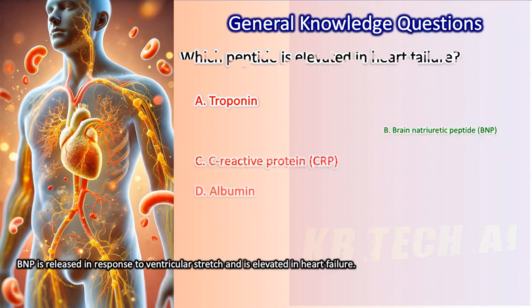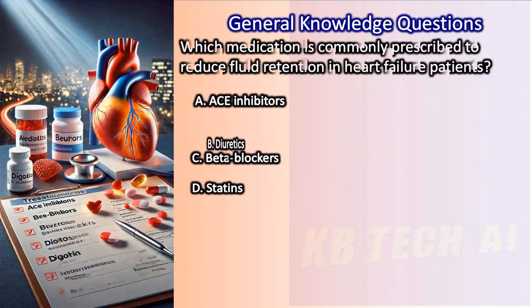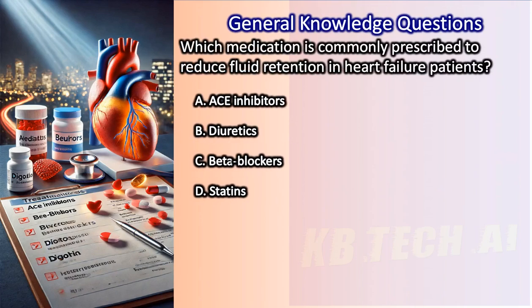The answer is option 2. Brain natriuretic peptide, BNP. Which medication is commonly prescribed to reduce fluid retention in heart failure patients? Option 1. ACE inhibitors. Option 2. Diuretics. Option 3. Beta blockers. Option 4. Statins.